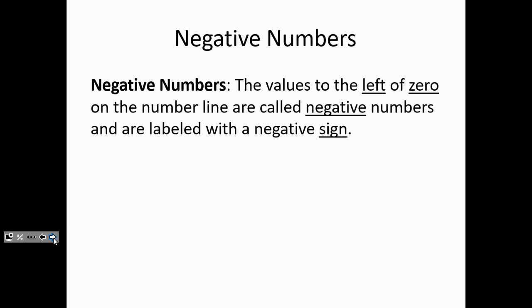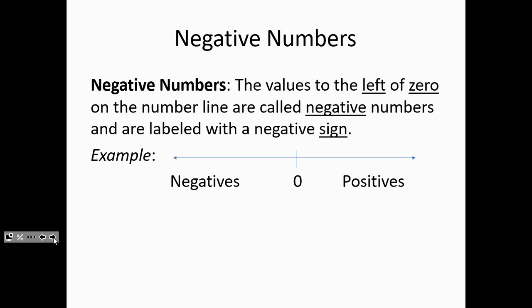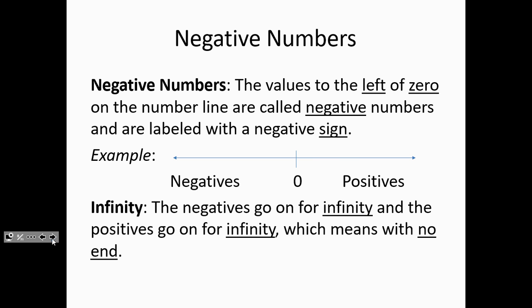All right, so for example, if we have a number line like so, 0's in the middle. On this side, we have all of our positive numbers, 1, 2, 3, and so on. On this side, we have all of our negative numbers. So again, negative numbers are left of 0. That's this side of 0. So you might want to draw that example out so you know which direction the negatives are.